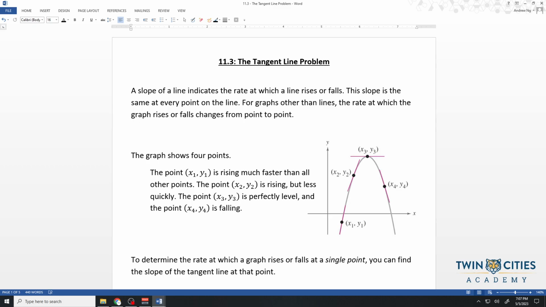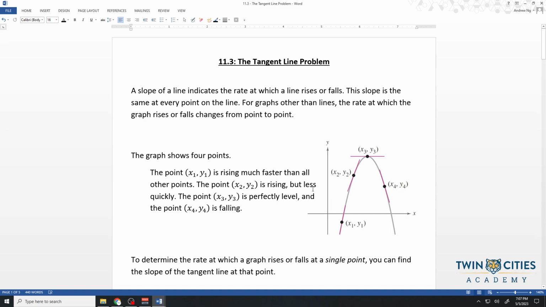In this section, we'll be talking about slopes and tangent lines. Let's begin by talking about slopes. A slope of a line indicates the rate at which a line rises or falls. The slope is the same at every point on the line. For graphs other than lines, the rate at which the graph rises or falls changes from point to point.